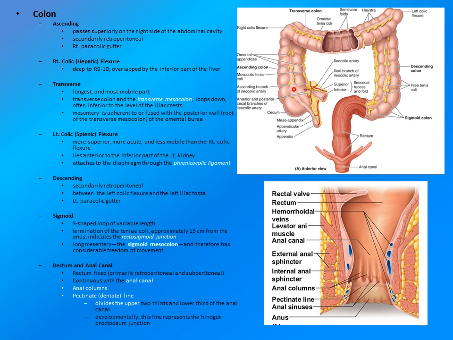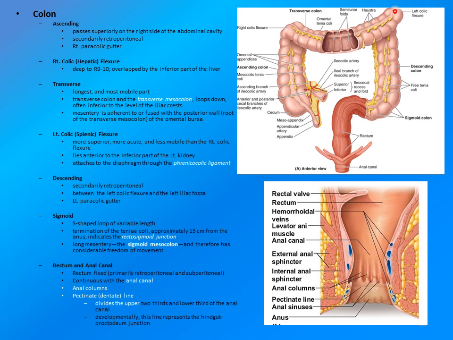The ascending colon passes up superiorly on the right side of the abdominal cavity, and it is secondarily retroperitoneal, and therefore on its lateral aspect it has a right paracolic gutter. The right hepatic flexure, or the right colic flexure, is deep to ribs 9 and 10. It is overlapped by the inferior part of the liver. And the transverse colon is the most mobile part of the entire large intestine. It has its own mesentery, the transverse mesocolon, and therefore can loop down, often inferior to the level of the iliac crest. The mesentery is adherent to or fused with the posterior wall of the omental bursa.